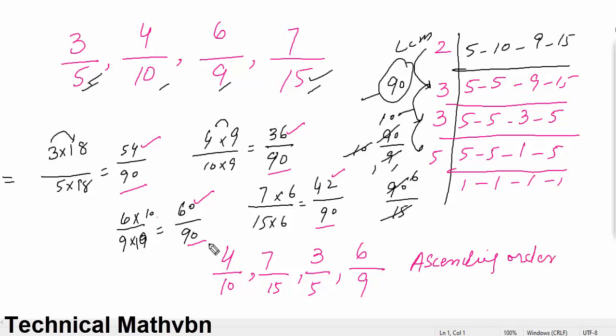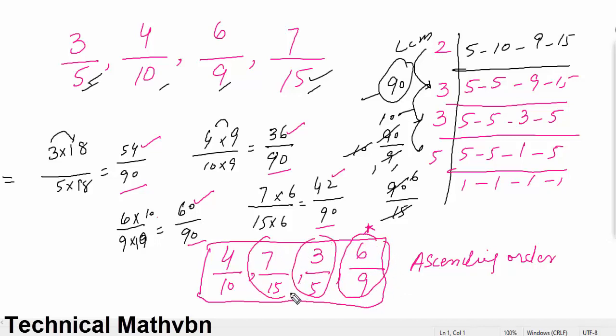We followed the procedure with the help of the LCM method. This is not a shortcut, but this is a guaranteed procedure to make your question correct. And if you want to write in descending order, then the first value will be this, second this, third this, and fourth this. This is the complete process to solve this question. I hope you students got the idea.